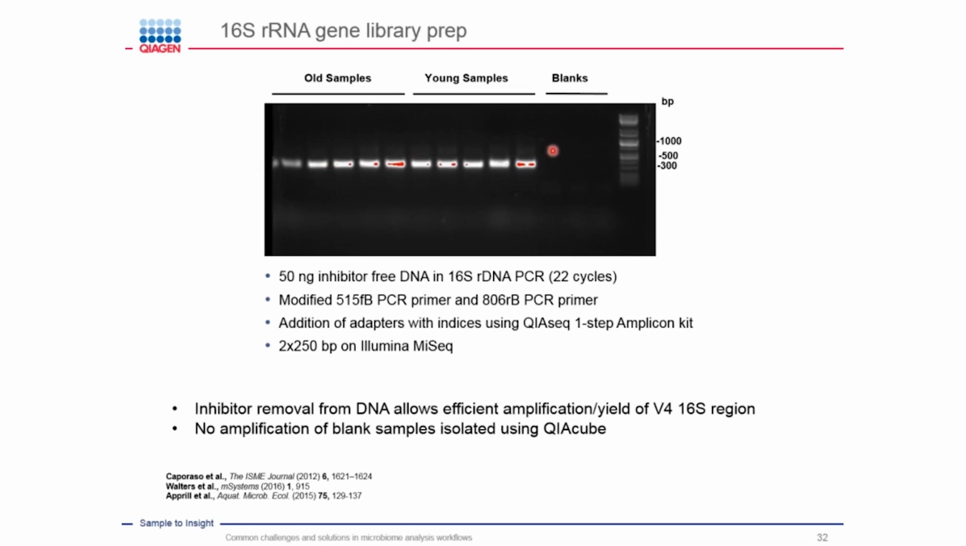PCR products were then evaluated on the gel and used for the QIAseq 1-Step Amplicon kit. Subsequently, these libraries were normalized and used for Illumina sequencing with a paired end 250 base pair sequencing. So up to this point, we have no issues with the workflow. The inhibitor removal was efficient, we could perfectly amplify our 16S regions, and we had no background.